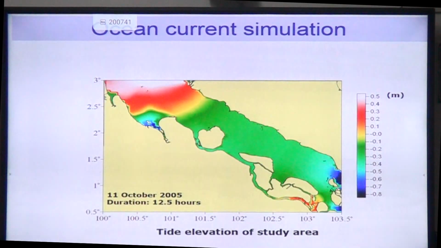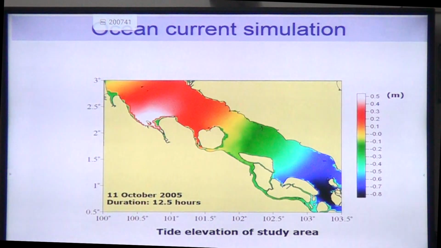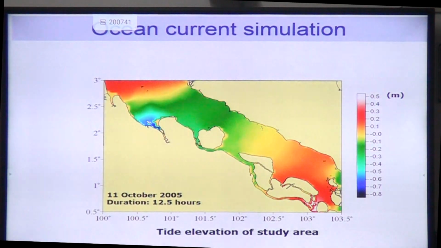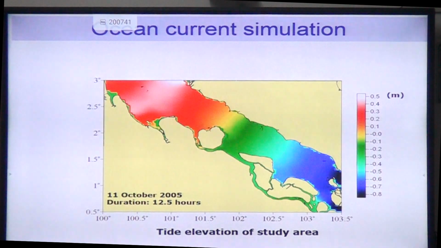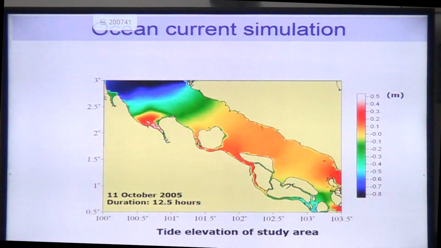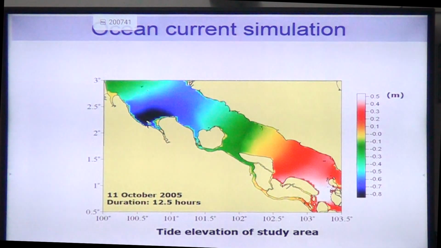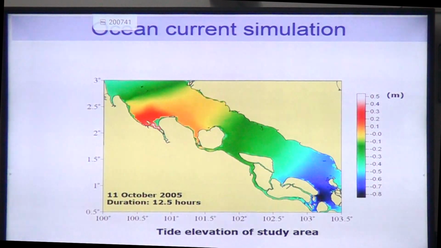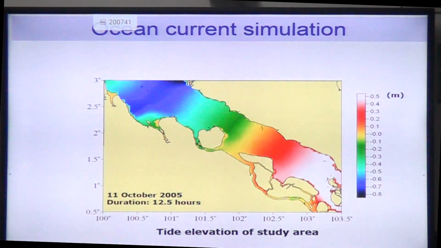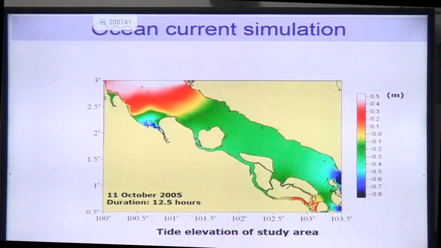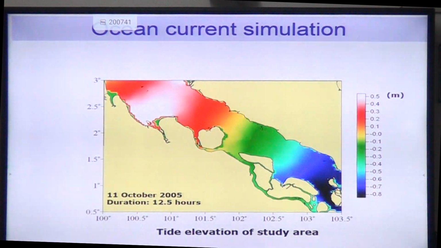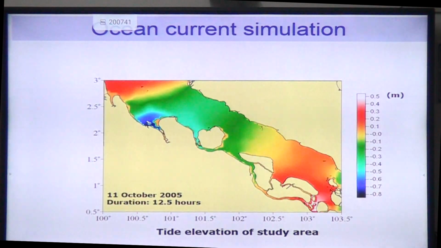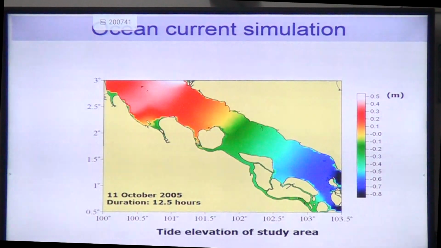We actually model the ocean current simulation for 24 hours, 48 hours, 72 hours in advance. In this case, we use the Princeton Ocean Model, POM, which is a very, very popular model that oceanographers use especially for modeling the ocean.